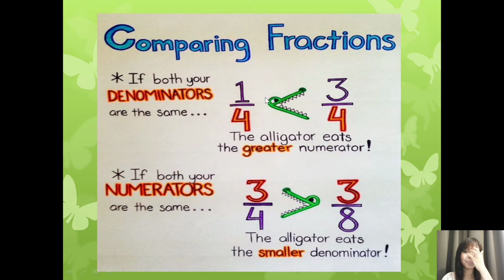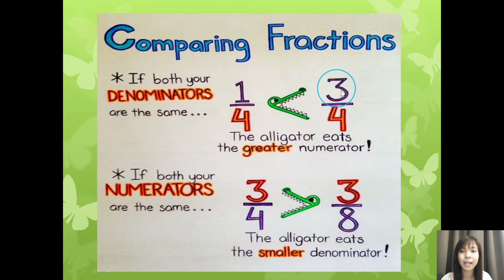So let's say we have here the same denominator. So we have here the numerator 1 and then the numerator 3. So 1 is a smaller number, and 3 here is the bigger number than 1. Okay, so which means 1 over 4 is less than 3 over 4. Understand? The 3 here is the greater number.